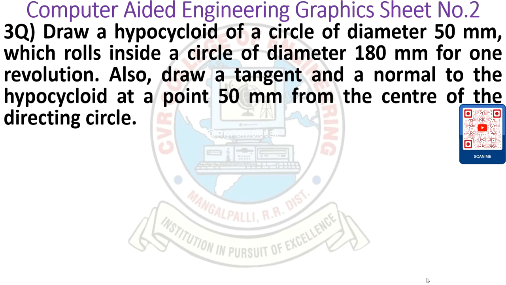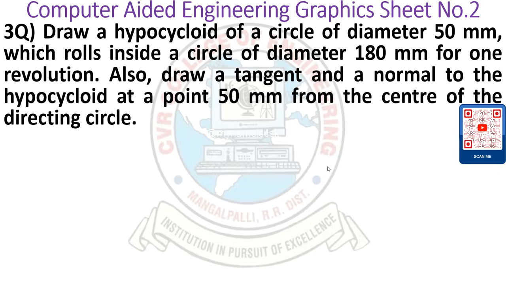Hello all. In this video we will be learning about how to draw the hypocycloid of a circle. So the problem starts like this. Draw a hypocycloid of a circle of diameter 50 mm which rolls inside a circle of diameter 180 mm for one revolution. Also draw the tangent and normal to the hypocycloid at a point of 50 mm.